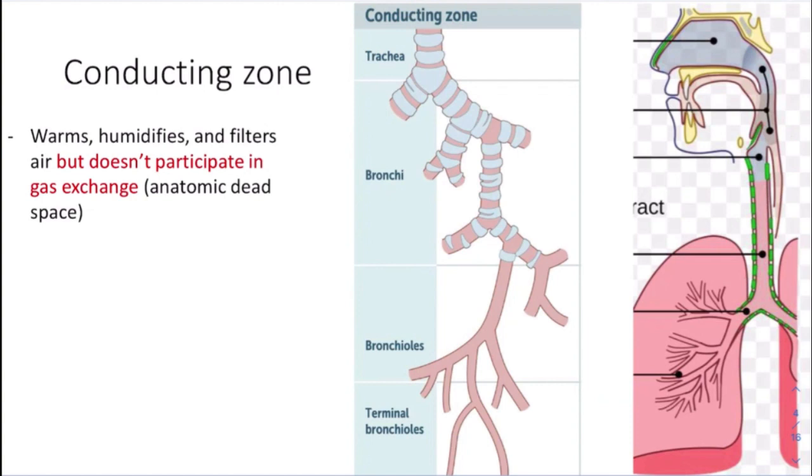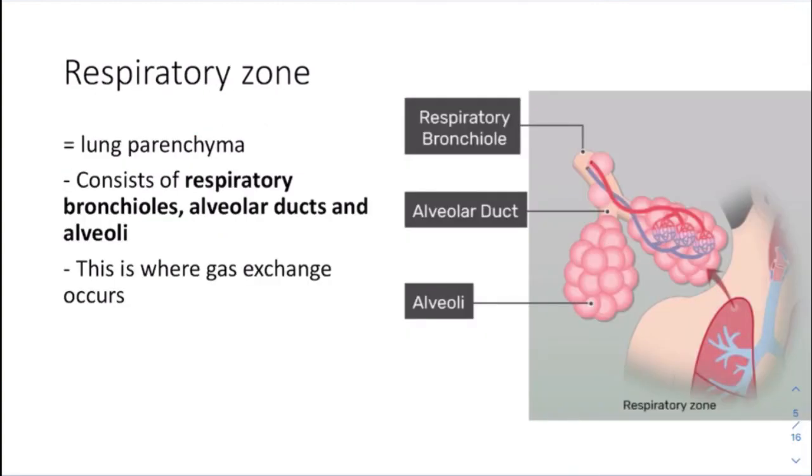Okay, so the function of the conducting zone, it warms, humidifies, and filters air, but it does not participate in gas exchange. So whenever the parts of the respiratory tree that don't participate in gas exchange, we call this anatomic dead space. Okay, so like I mentioned, the respiratory zone, this is where gas exchange occurs.